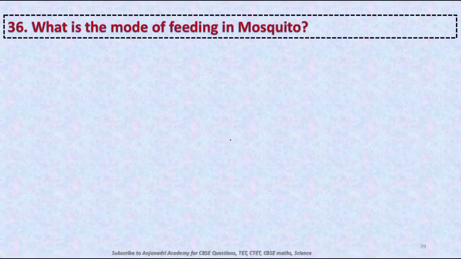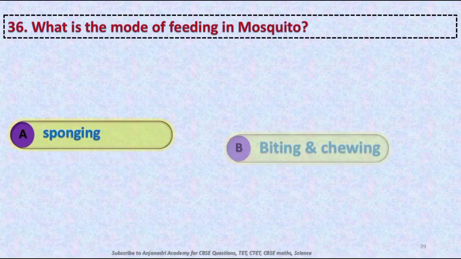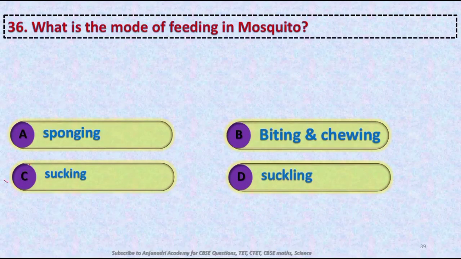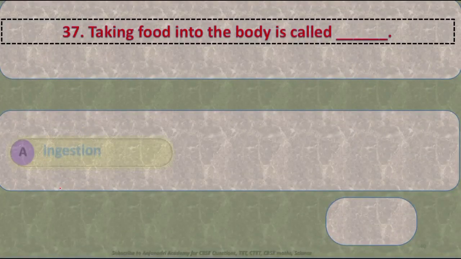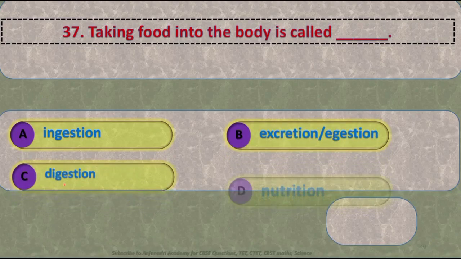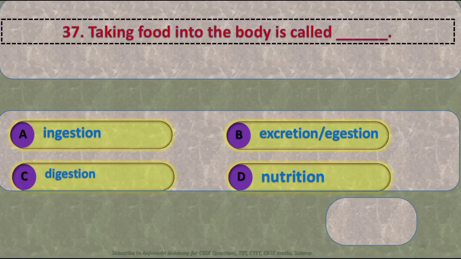Here is the next question. What is the mode of feeding in mosquito? Option A, sponging. Option B, biting and chewing. Option C, sucking. Option D, suckling. Option C, that is sucking, is the mode of feeding in mosquito. Here is the next question. Taking of food into the body is called ingestion, excretion, digestion, or nutrition. Answer A, that is ingestion, is the term given to it. Option A is the correct answer for this question. Here is the next question.